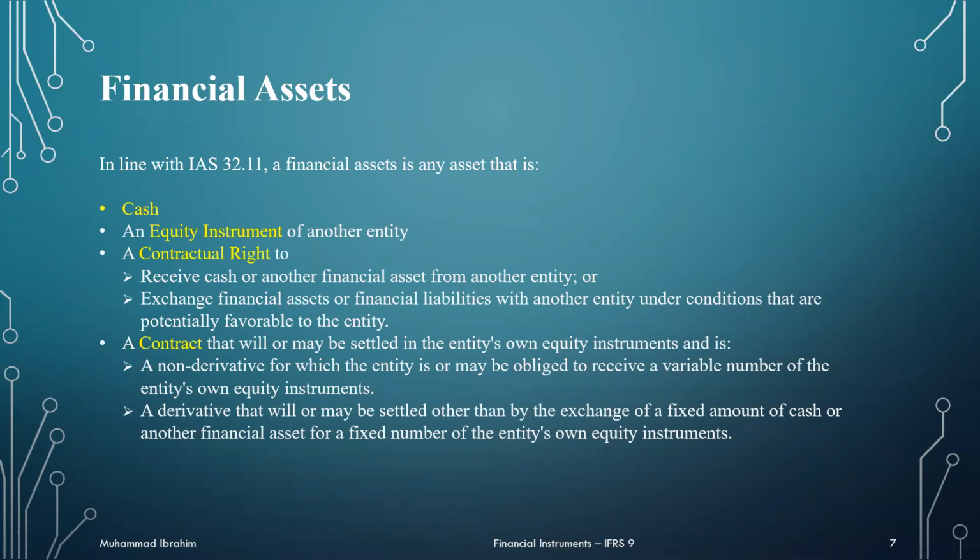Another aspect of this definition is any contract that will or may be settled in the entity's own equity instruments. This is a difficult part of the definition. For an easy understanding, they are talking about a derivative instrument, basically, which we are not covering in this session. But for a brief overview, any contract in which a company which has a right to receive something also has a right to receive a variable number of the entity's own equity instruments, maybe at a later date or at the current date, and how to account for fair value changes.